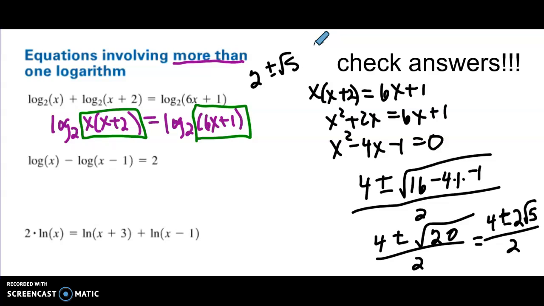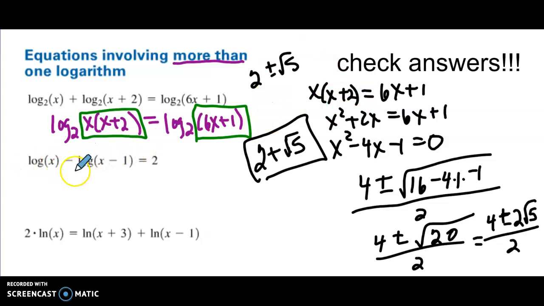Notice I do have to check your answers. We're not going to be able to have a negative number. Remember, the domain of the log function is 0 to infinity. So if I take 2 plus the square root of 5 on my calculator, the square root of 5 is 4.2-ish. So that's fine. That gives me a positive answer everywhere. 2 minus the square root of 5, though, gives me negative 0.23. So that's not going to work. That's why I said check answers. You can't take the log of a negative. So my only answer is 2 plus the square root of 5, not 2 plus or minus the square root of 5.